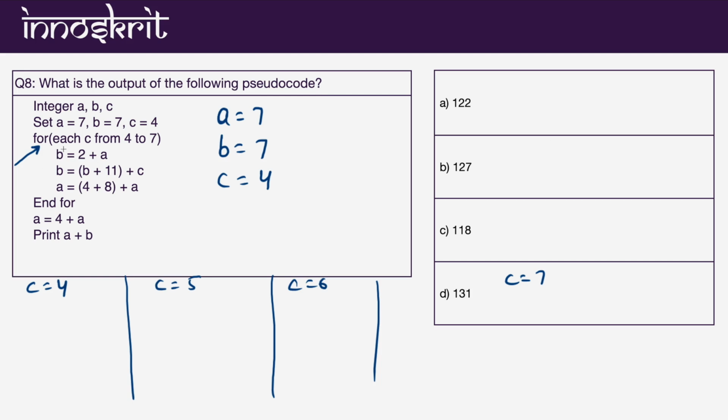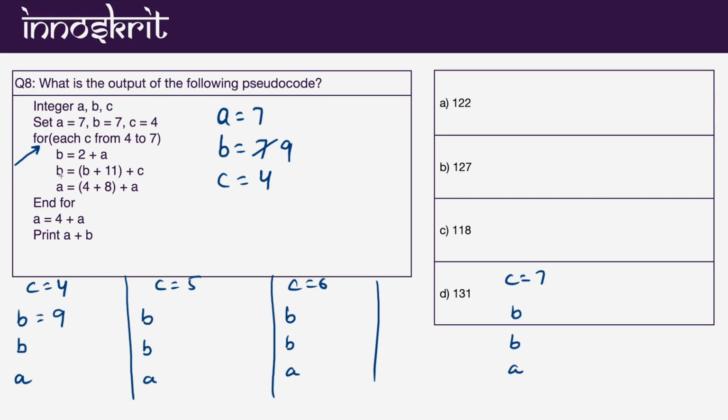Fine. Now 3 variables are updating: B, B and A, B, B and A, B, B and A, and here also B, B and A. So from 4 to 7 I have to perform these things. Now how will B be updated? 2 plus A. What is A? 7. So B will be 9. 2 plus A, B will be 9. So this updated value I will be writing here. At each moment I will be writing the updated value in here.